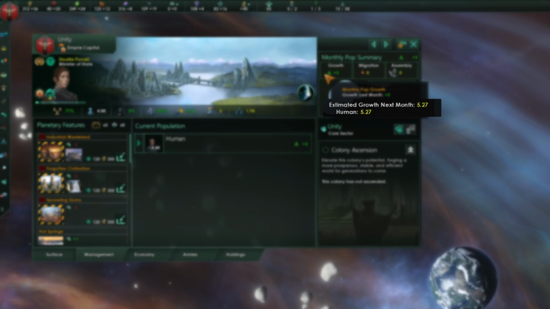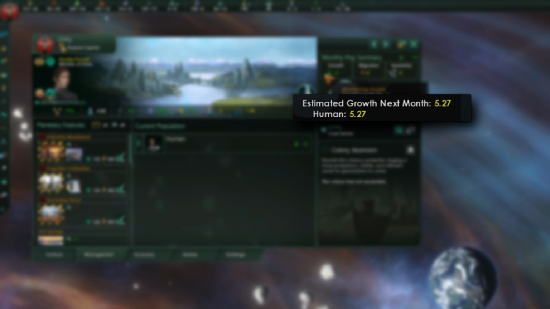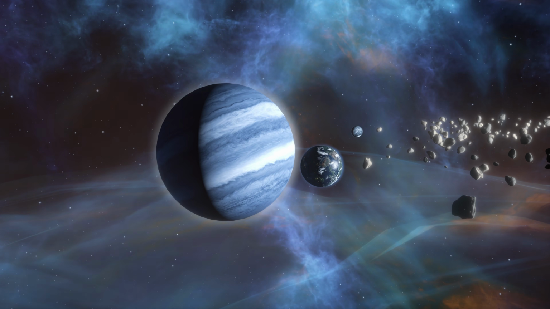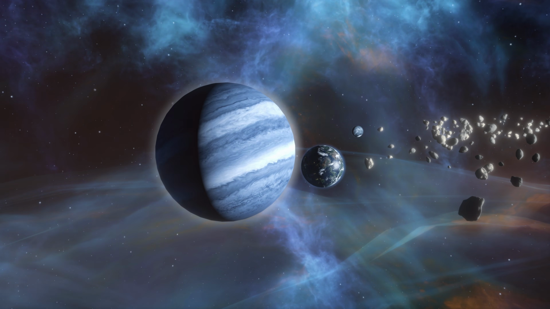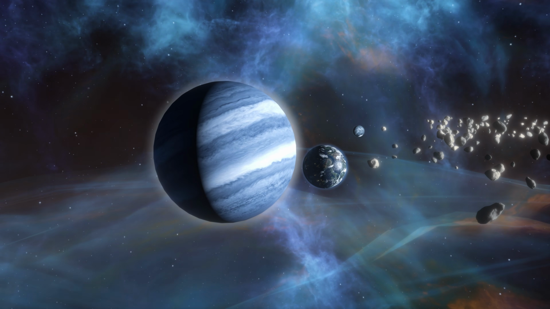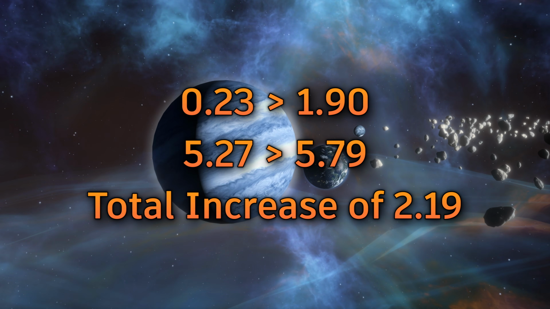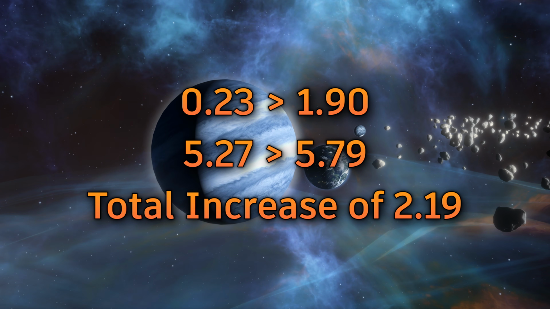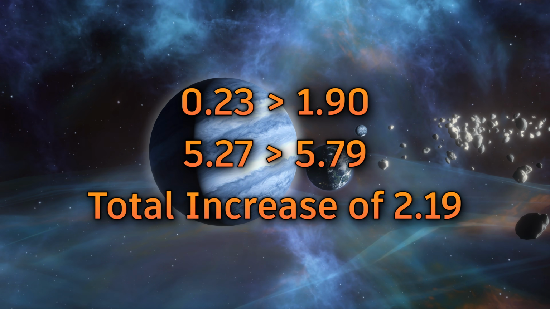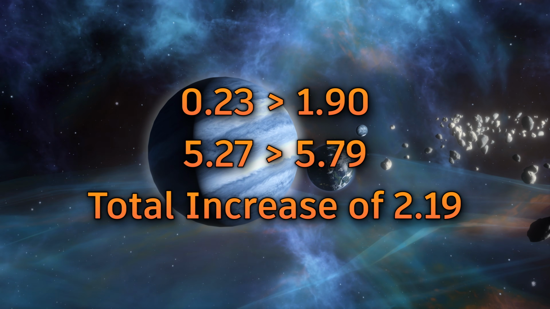But before we resettled these pops, we only made 5.27 pops a month on our capital. This is because our capital was over that midpoint of population to planet capacity ratio and was getting a penalty to its pop growth from overcrowding. So by moving these pops, we not only increased the pop growth on our colony, we also increased the pop growth on our capital for a total increase of 2.19 pops a month.